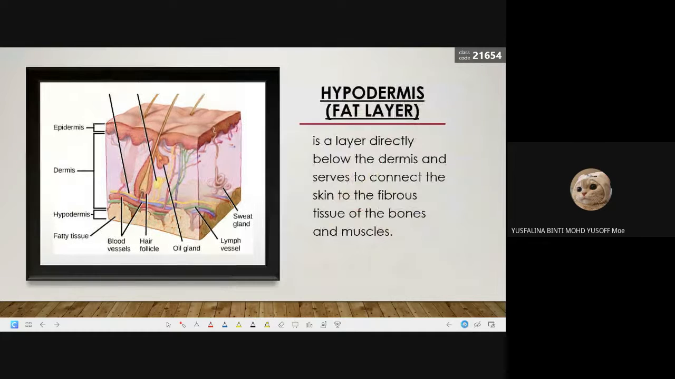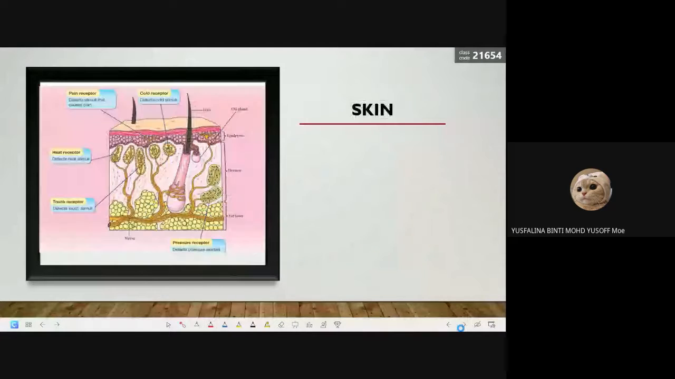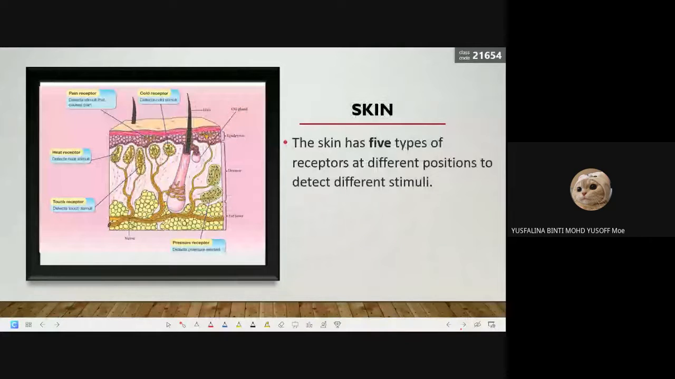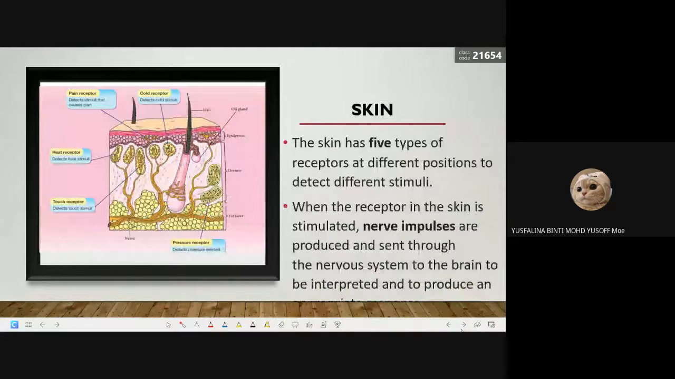Okay, then this is the layer directly below the dermis and serves to connect the skin to the fibrous tissue of the bone and muscle. Okay, so this is the fat layer. So we see the skin. Skin has five types of receptor at different positions to detect the stimuli. So when the receptor in the skin is stimulated, nerve impulses are produced and sent through the nervous system to the brain to be interpreted and produce a response. Okay, what kind of response?